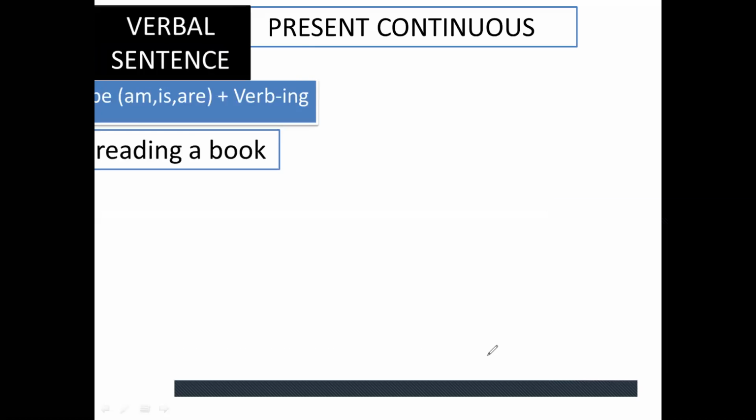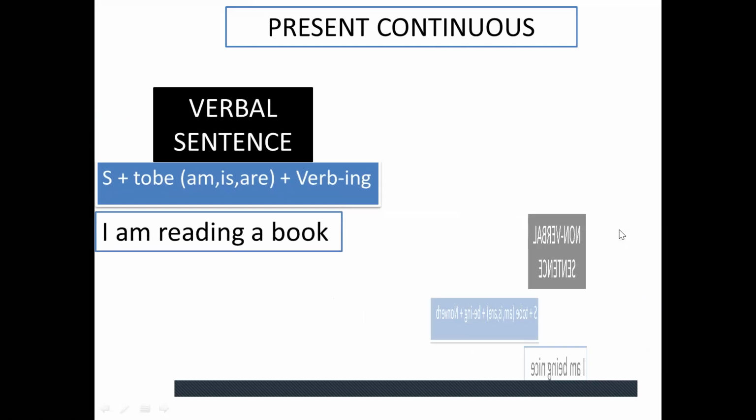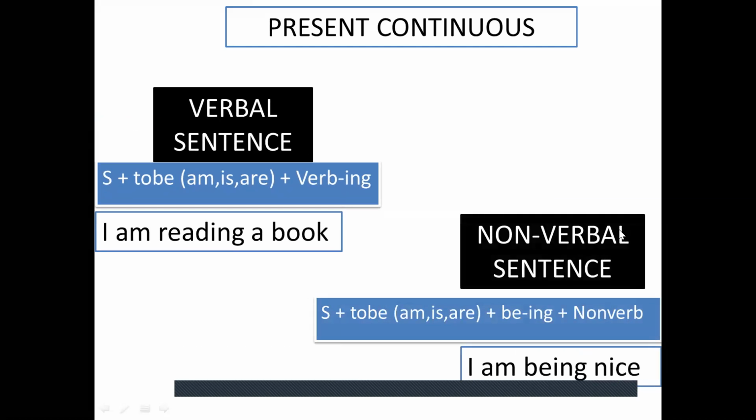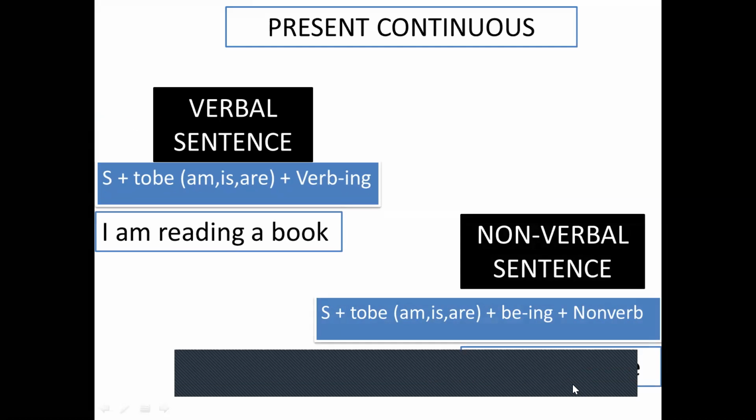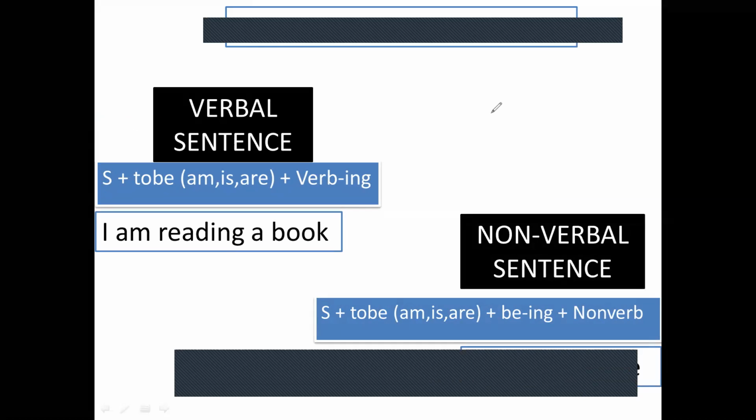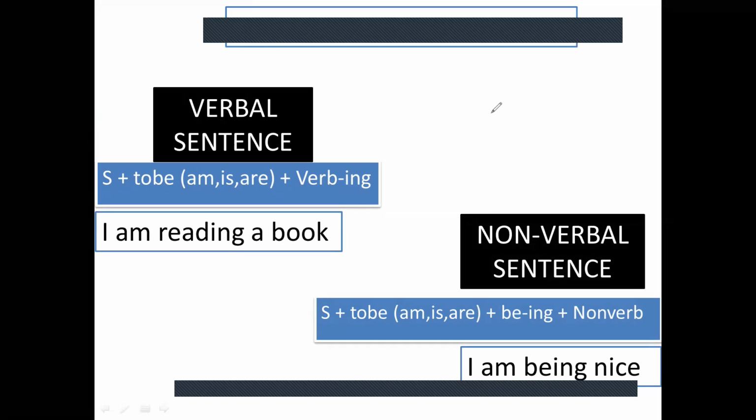Now for the formula for present continuous, again, it's divided into two, for verbal sentence and non-verbal sentence. For verbal sentence, here is the formula: subject plus to be, the present to be, am, is, or are, plus verb-ing. For example, I am reading a book. The subject is I, and then we need to put to be, am, because the to be of I is am. Read as the verb, and we need to put ing after the verb.